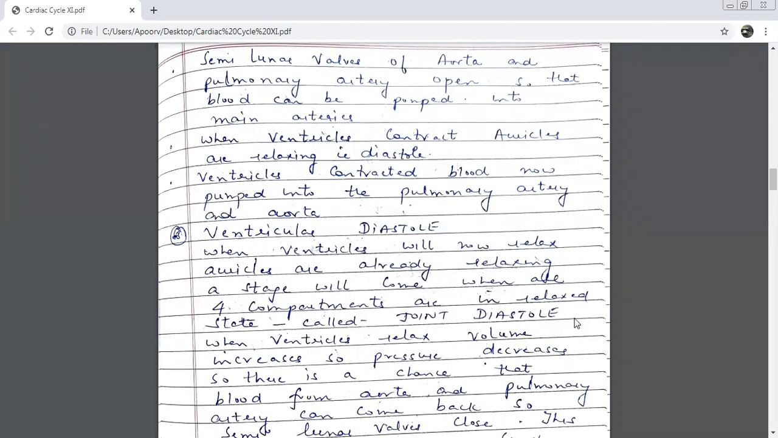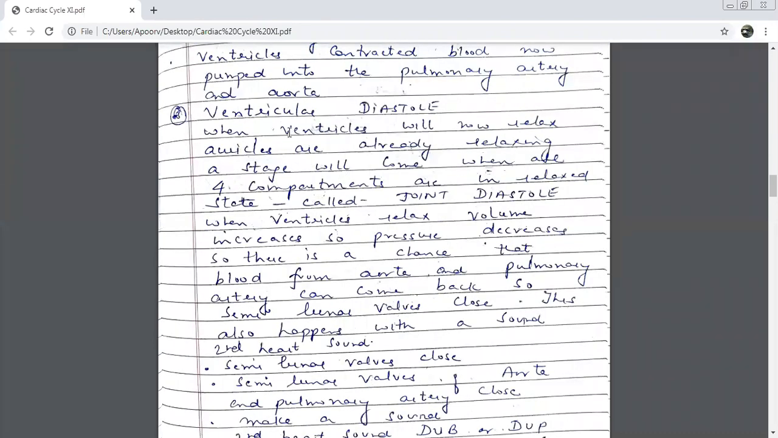This is known as the joint diastole stage. What is this stage called as? Joint diastole stage. And this stage will come immediately after your ventricles relax, क्योंकि auricles तो पहले से ही relax कर रहे थे. When they gave the blood to ventricles, they were relaxing. And जब ventricles भी relax करने लगे, after they gave the blood to pulmonary artery and aorta, now the ventricles are relaxing. So there is a phase in the human heart cycle when all the four chambers or all the four compartments are relaxing. And what is that stage called as? Joint diastole.